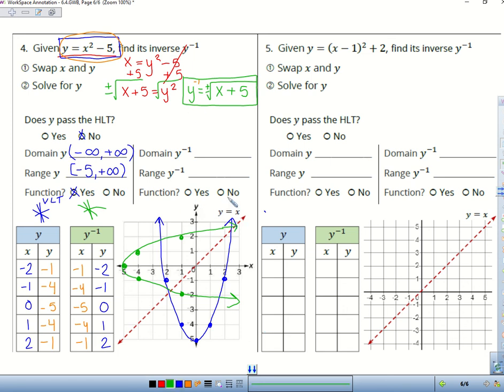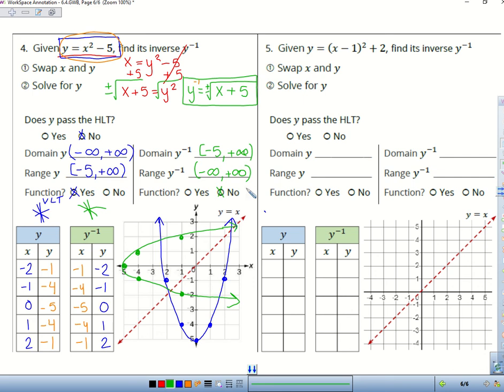Is its inverse going to be a function? No, because it didn't pass the horizontal line test, so the inverse will never be a function. What is the domain of my inverse? -5 to... Good. And what's the range of my inverse? Negative to positive. Good.